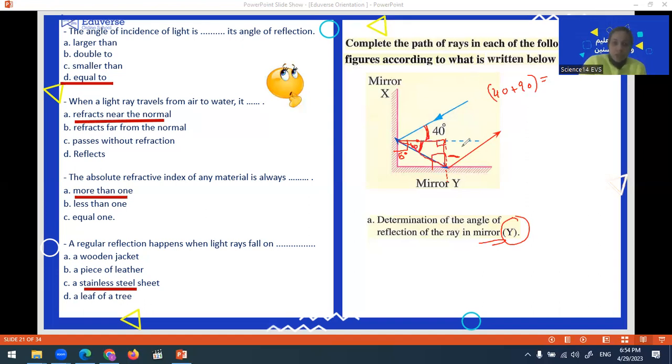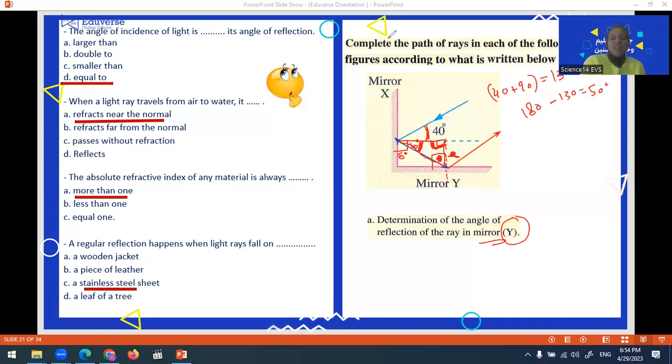Okay, so this is 40. This is 90 degrees, and I want to find this. This will be 130, and 180 minus 130, so the answer will be 50 degrees. This angle will be 50, so this angle will be 50 also, because the angle of incidence equals the angle of reflection.